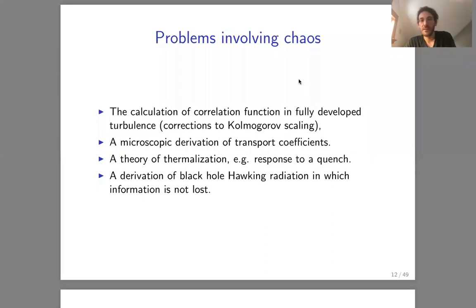So let me remind you about some of the major problems involving chaos, and what we ultimately, in the very long future, would hope to learn. So the oldest problem is the computation of correlation functions in fully developed turbulence. By correlation functions, I just mean, you take a fluid that's in the turbulent phase, and then you ask about correlation functions of the velocity field. It's a classical system, so it's fully predicted, but we're discussing correlation functions because we want statistical averages.